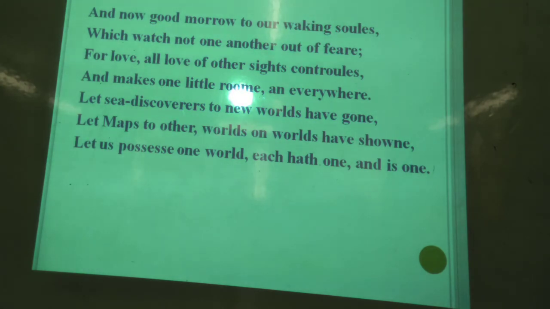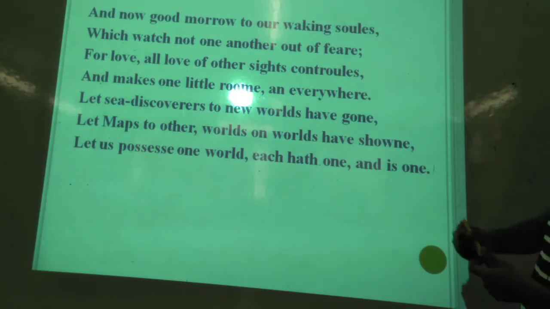Let us possess one word. Each has one and is one. It's a repetition, you have seen that. It's a parallelism as well, okay? Let us possess one word. Frequently we mention that you and I are two bodies, but we want to be one. That's why here the speaker declares we possess one word. Each had one, though we have individual words, is one. He emphasized and repeated the same thing. Platonic love, you can say that.